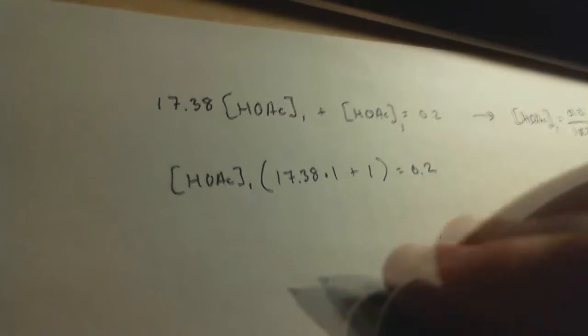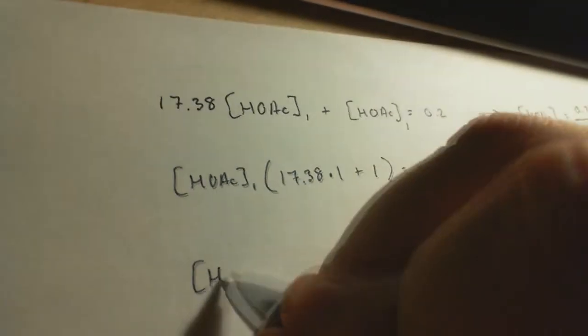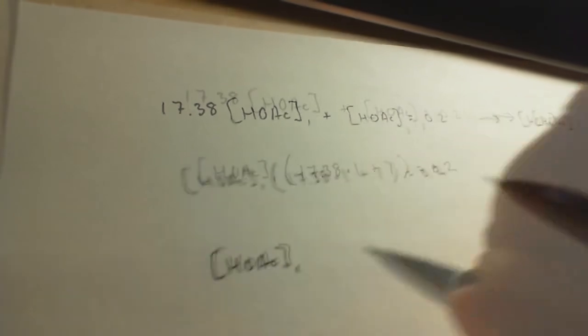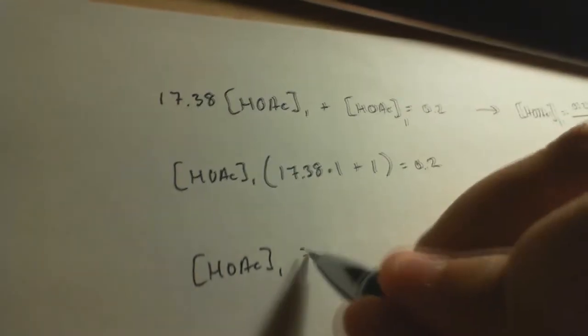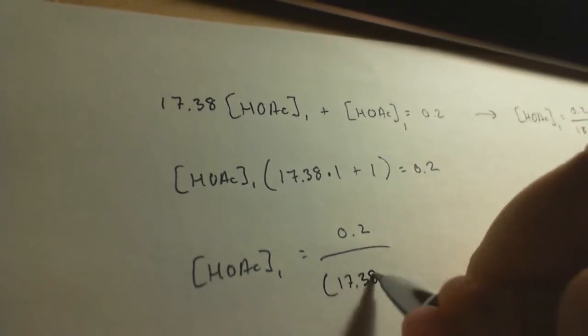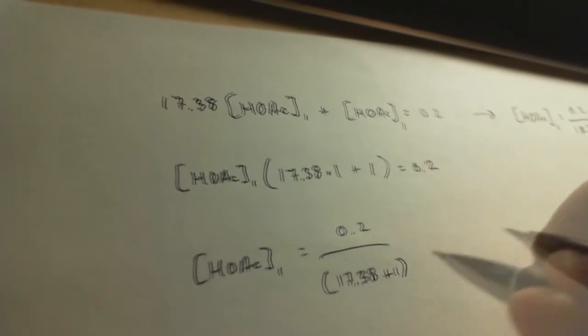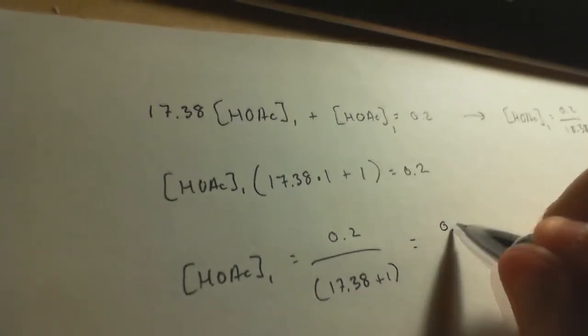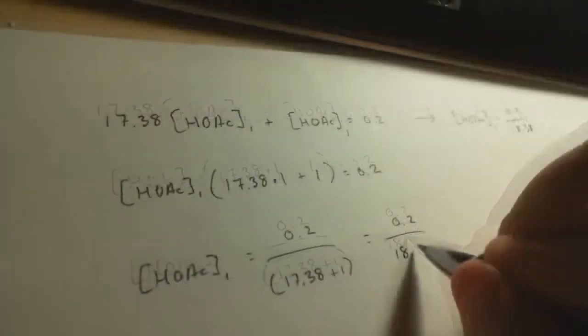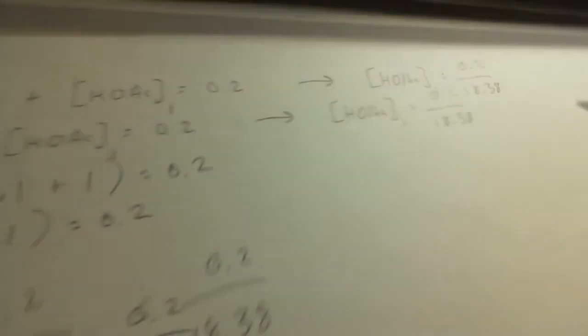So then, once again, just like before, you can move everything over. So we have HOAc, the concentration of acetic acid, is going to equal 0.2 divided by 17.38 times 1, plus 1. And lo and behold, when you do the math, that is how you get this. And notice how this looks a lot like that.